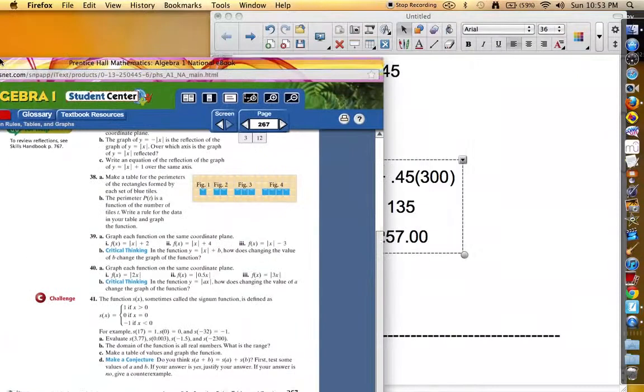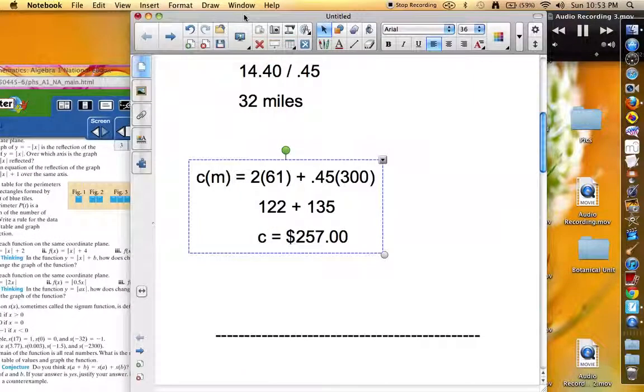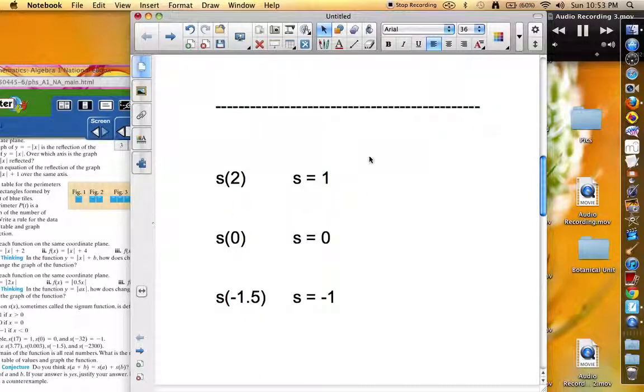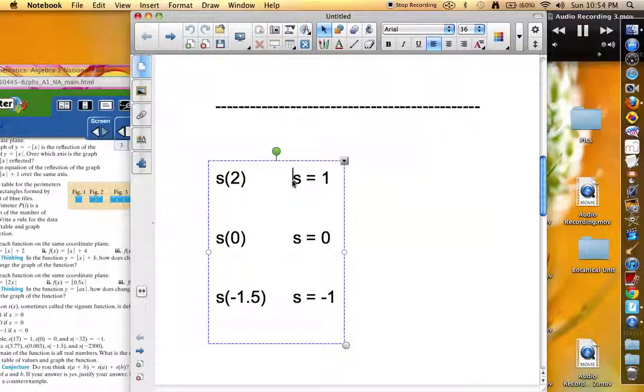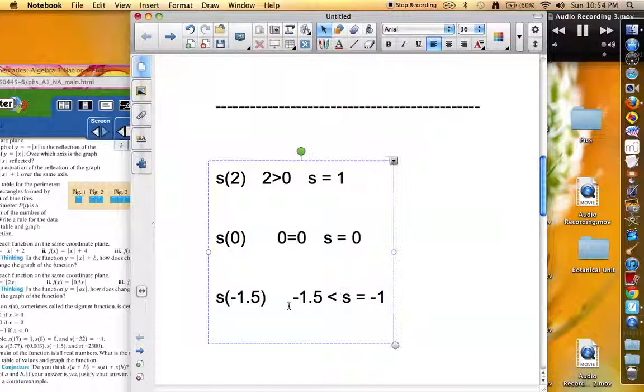So, if you evaluate some problem, so let's say that the problem is S(2). So, since 2 is greater than 0, S(2) equals question mark. Okay, so since 2 is greater than 0, then S is going to equal 1. If the equation is S(0), S is going to equal 0. And if the equation is S(-1.5), then S is going to equal negative 1 because negative 1.5 is less than 0.